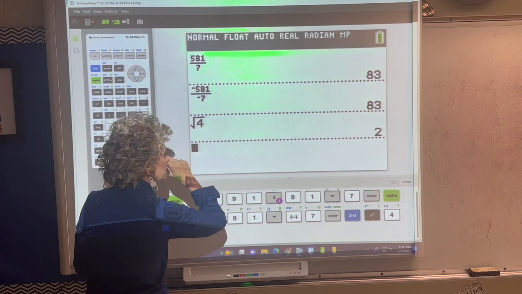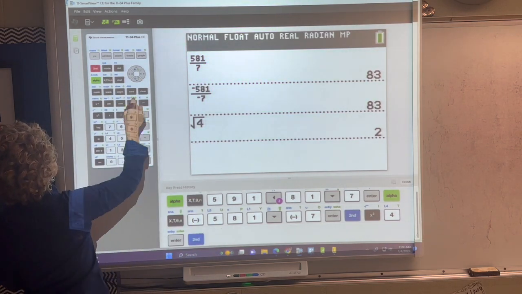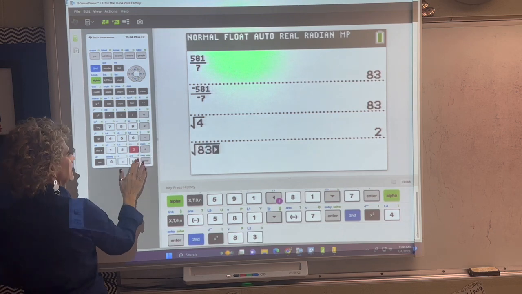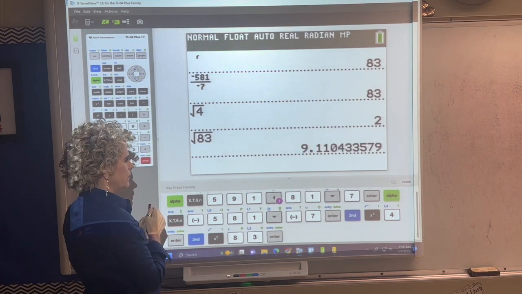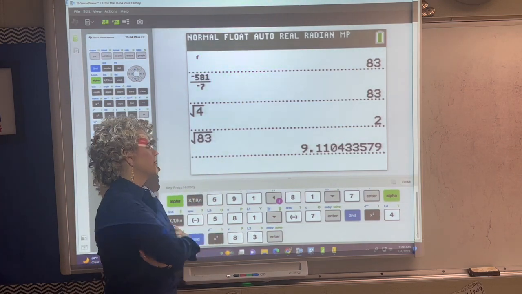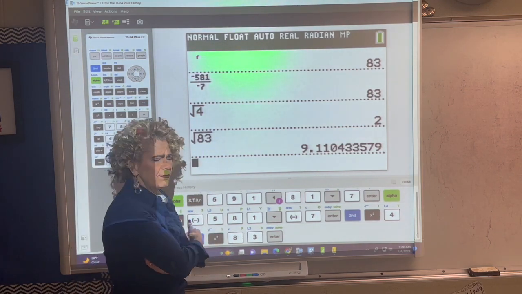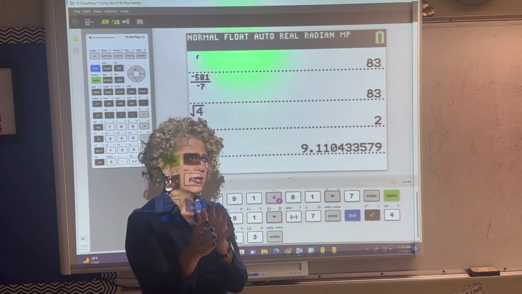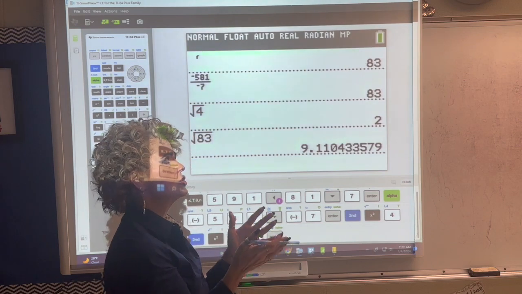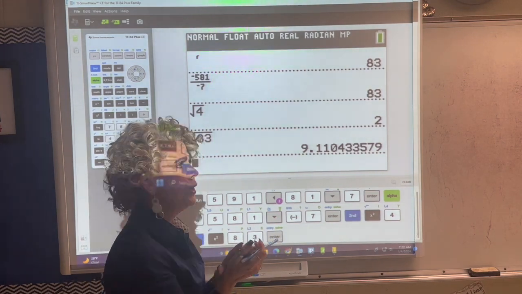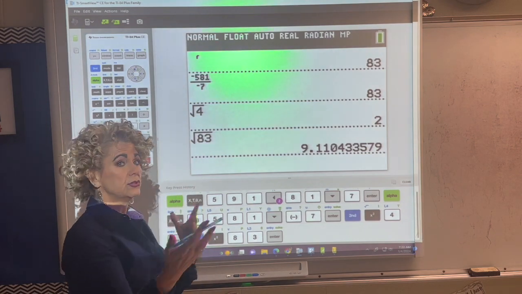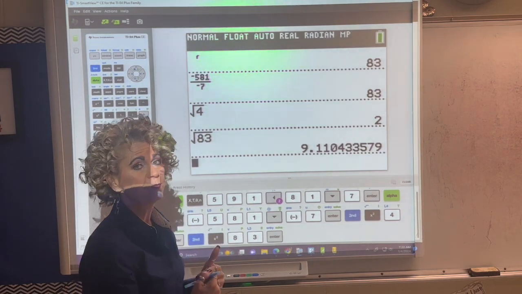So now I need the square root of 83. I hit second, square root of 83, and I hit enter. 9.1. When I get something like the square root of 83, it's 9 point something. It's between 9 and 10, because 9 squared is 81 and 10 squared is 100, so that's not going to be a nice, pretty number. The kicker is, how does it simplify?